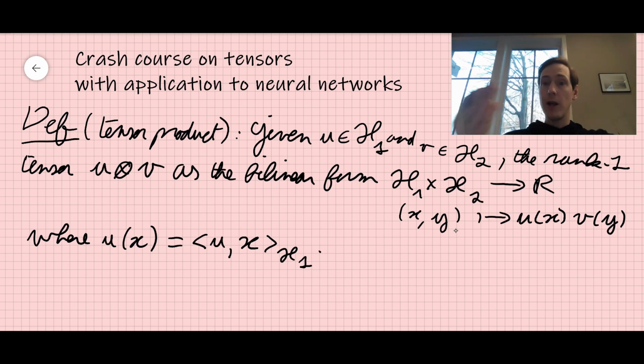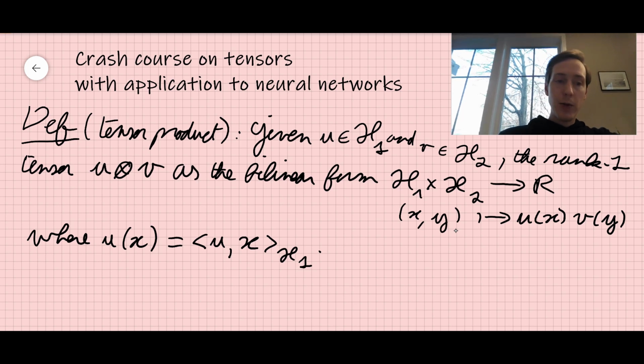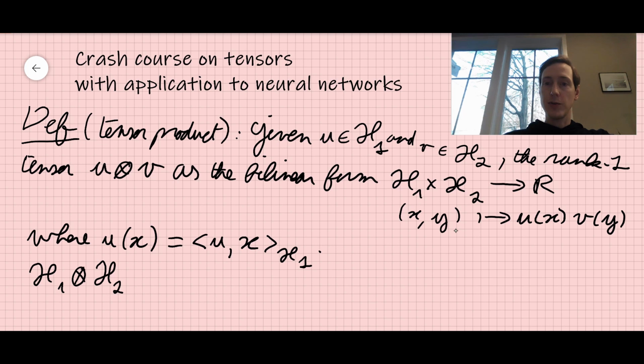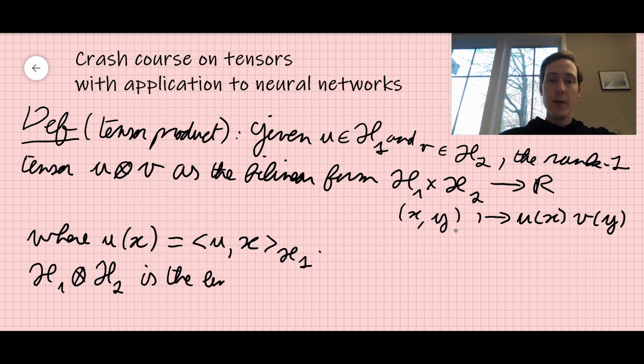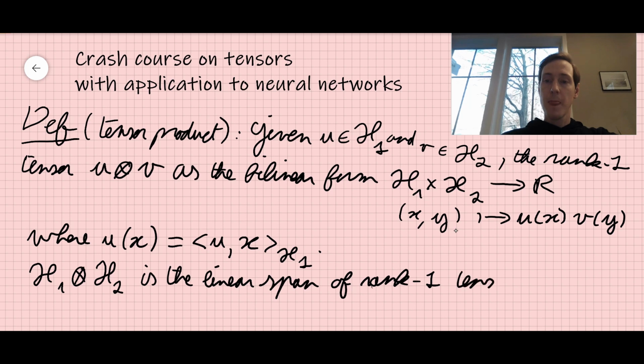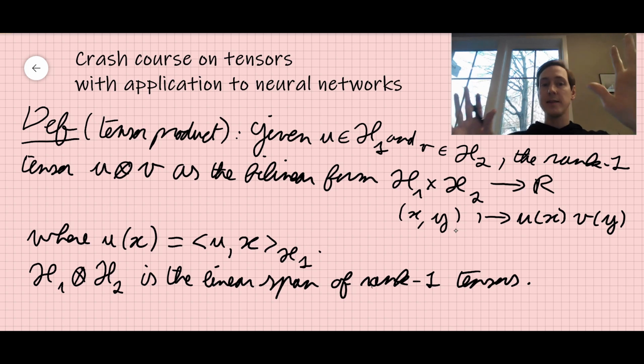What do I mean exactly? Well, right now I have defined only the rank 1 tensor, U times V, but we are now going to define an entire space. So H1 tensor H2. Okay, the tensor product of the Hilbert space H1 with H2 is the linear span of rank 1 tensors. Okay, so you take linear combinations of rank 1 tensors, and this is the space of H1 tensor product with H2.